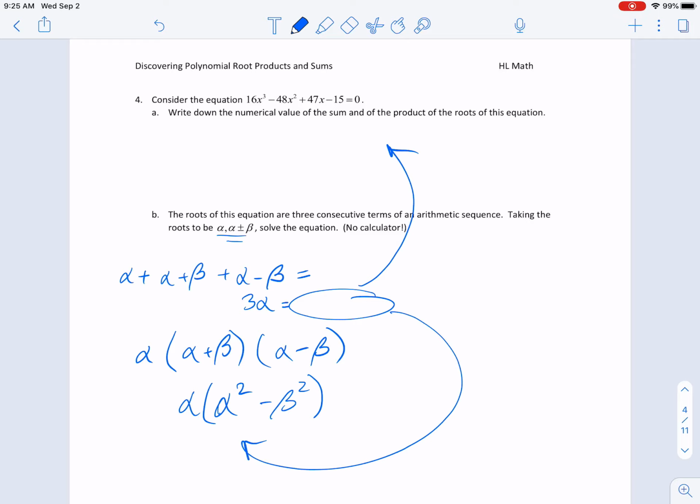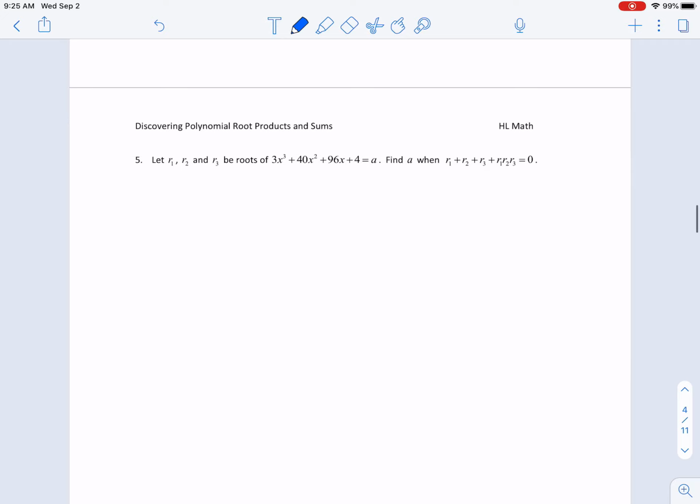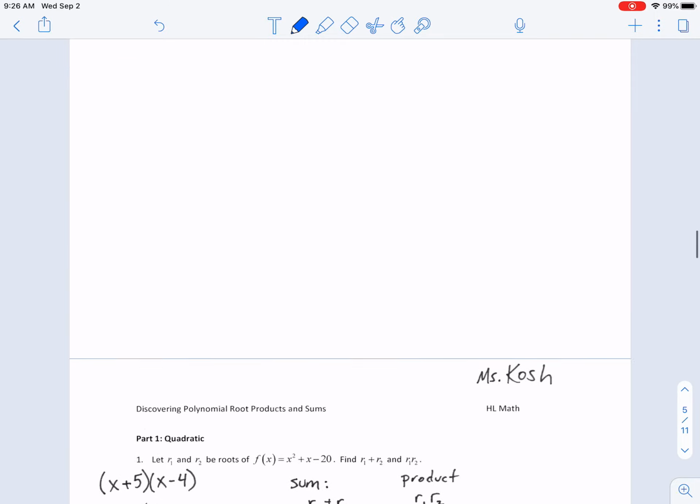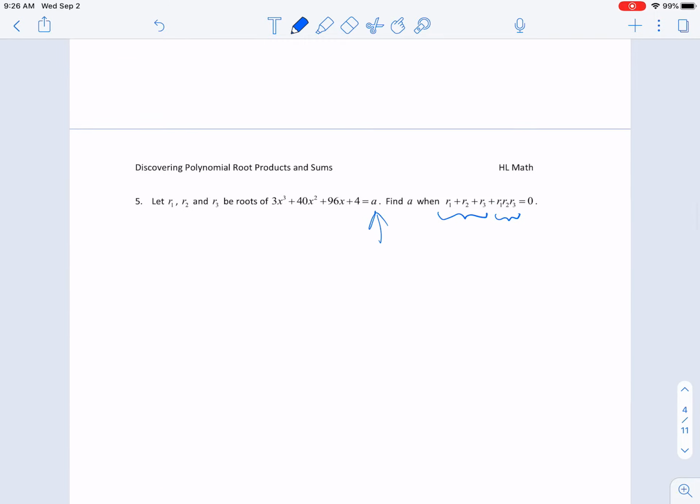I want you to try that. And then number 5 is a good problem also. So this one, here's the sum, and here's the product, and they're put together in an equation, and you need to try and find alpha. So hit pause, go try all of these problems, and I'm going to show the answer key and not talk about it, just in case you don't have access to my answers.